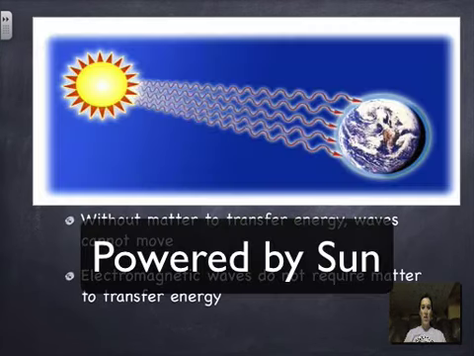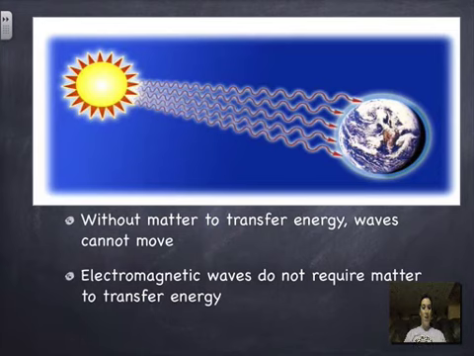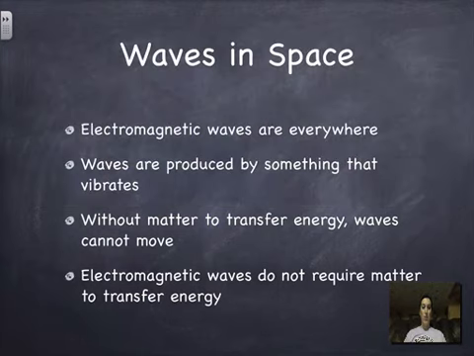Waves in space. Electromagnetic waves are everywhere. Waves are produced by something that vibrates. Without matter to transfer energy, waves cannot move. So without matter, there's no vibration. Electromagnetic waves do not require matter to transfer energy. So they can transfer energy in space because in space it is a vacuum and there is no matter.